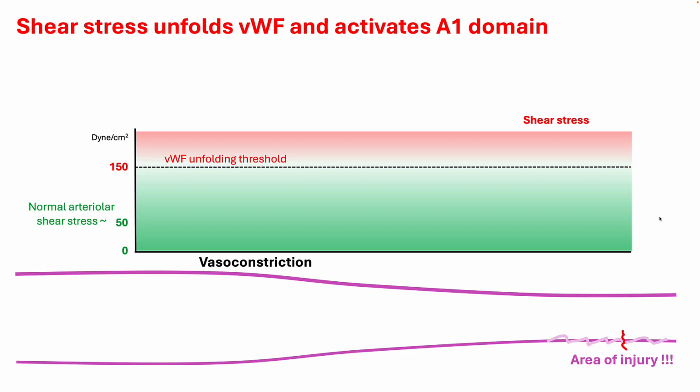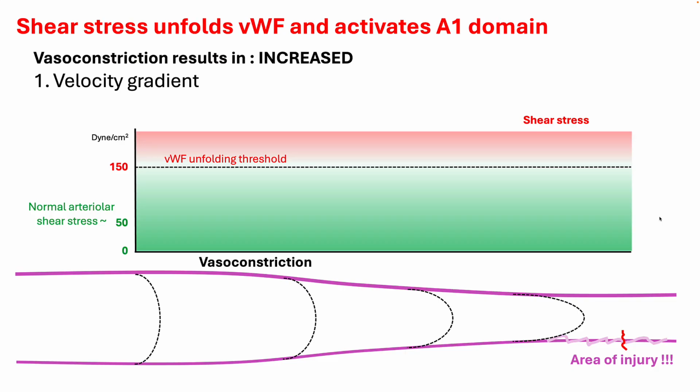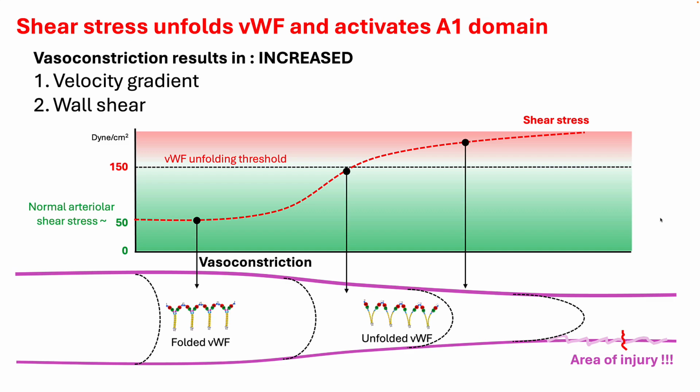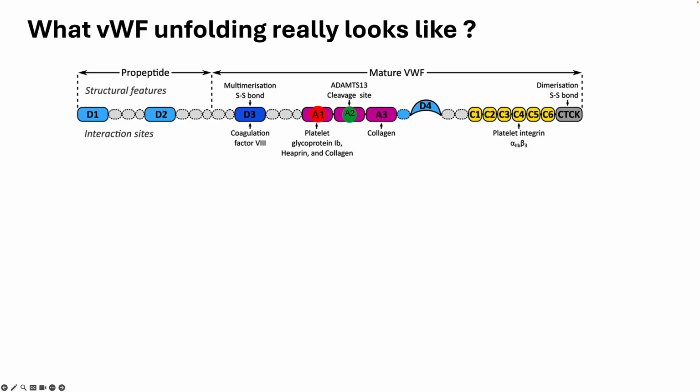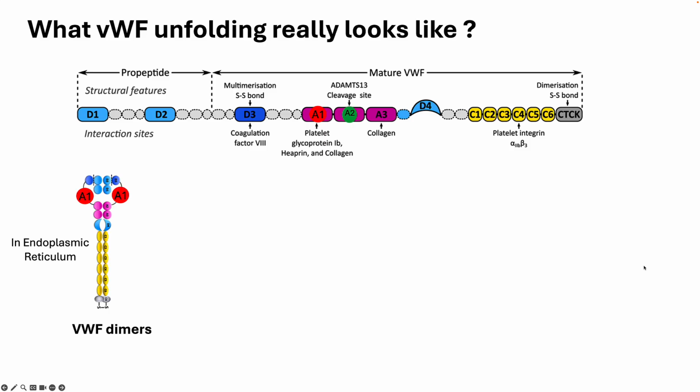Shear stress unfolds von Willebrand factor and activates the A1 domain. So when your arteries vasoconstrict, they increase the velocity gradient that results in increased wall shear. This is important because it helps unfolding von Willebrand factor and helps in platelet plug formation in the area of injury. Von Willebrand factor is a pretty long chain molecule with multiple domains with multiple activities.